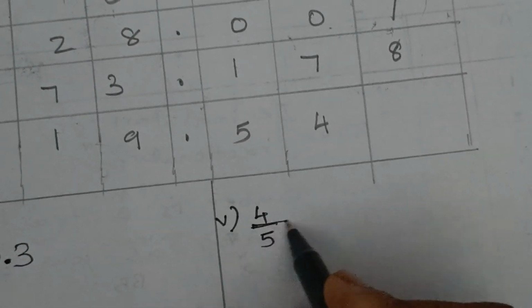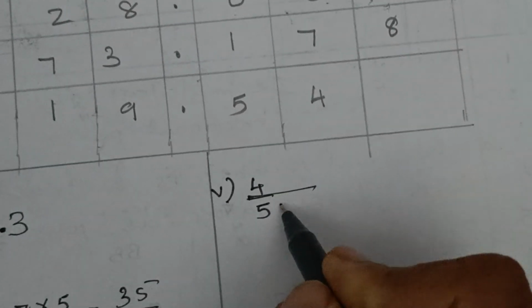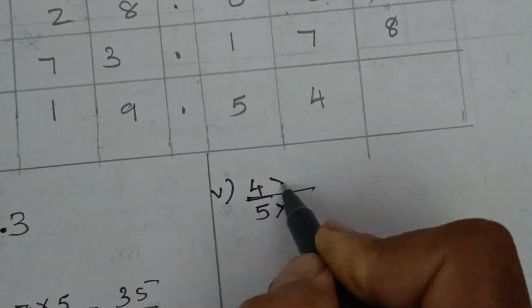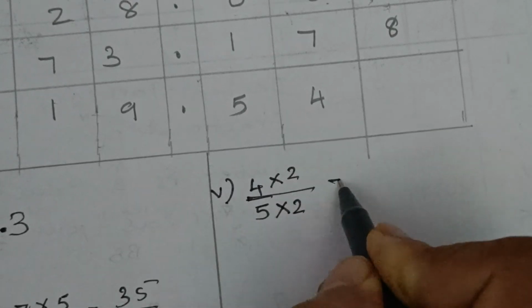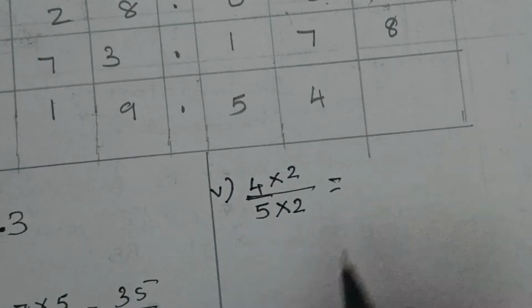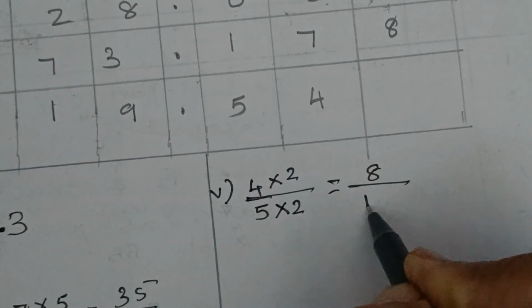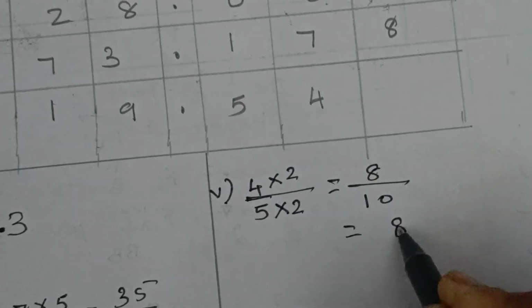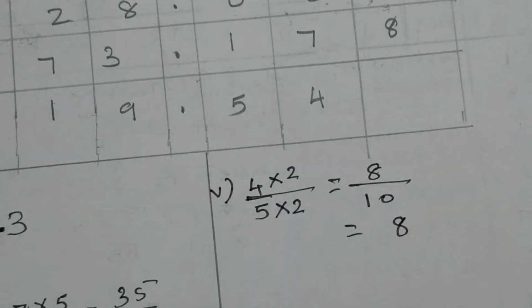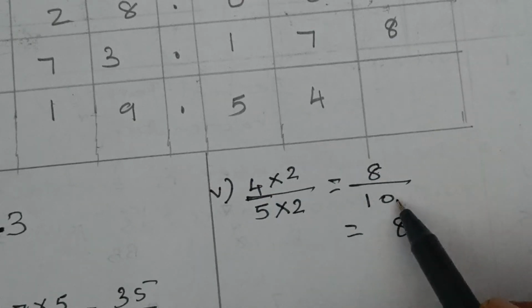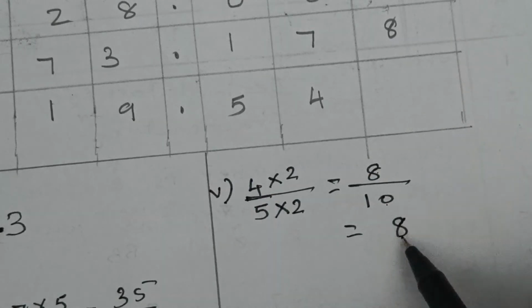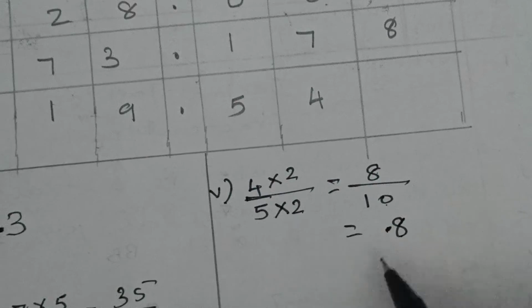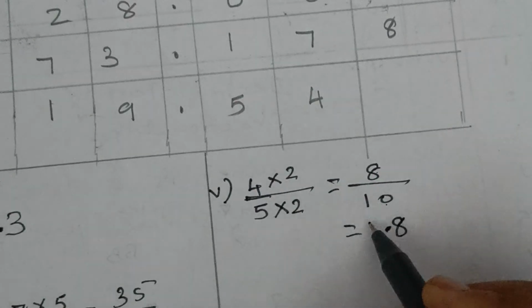Okay. Next one, 4 by 5. Tell me, 5 into what gives 10? So simple. Numbers are so small. 5 2s are 10. So multiply the numerator also by 2. 4 2s are 8. 5 2s are 10. Then write the numerator. Now we just have to keep the point. Where to keep the point? Count the zeros in the denominator. Only one 0. Count one number and keep the point. And there is no whole number. What to do? Put 0.